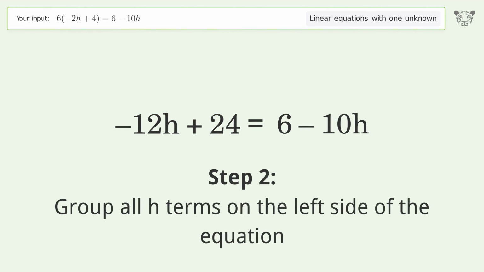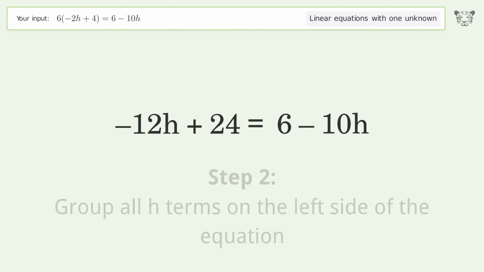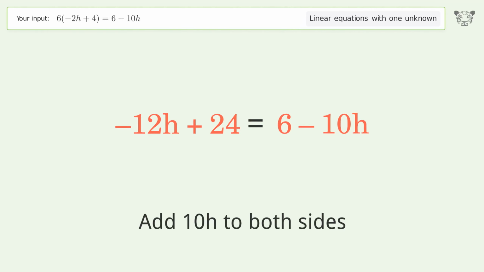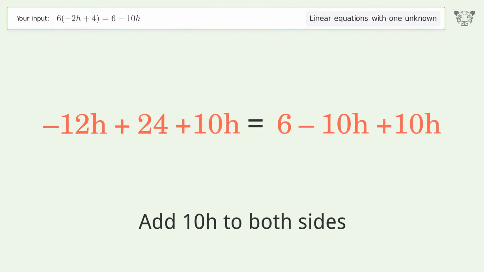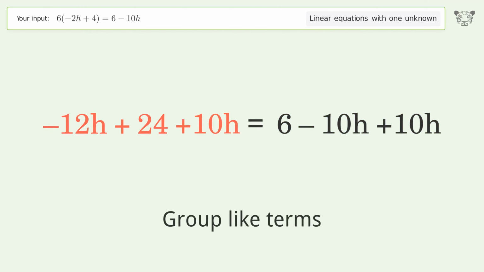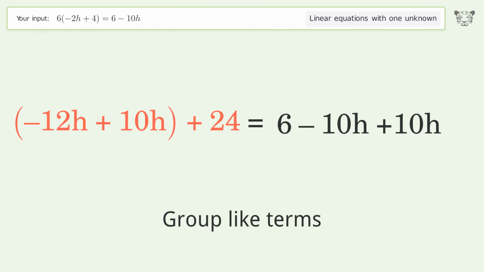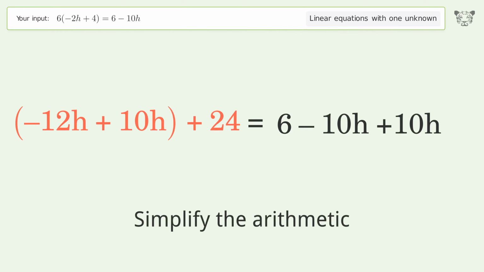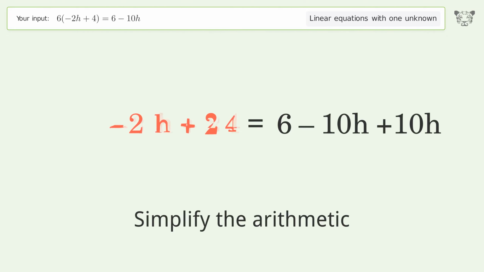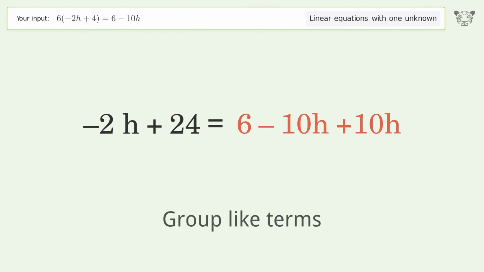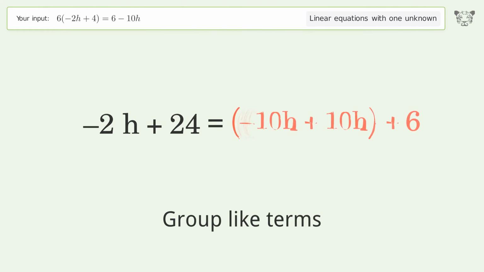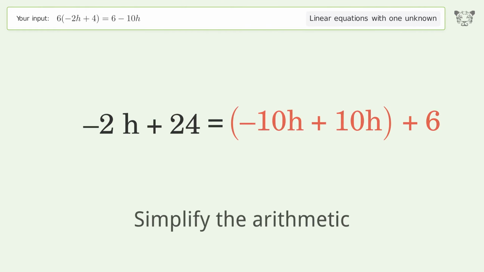Group all h terms on the left side of the equation. Add 10h to both sides. Group like terms. Simplify the arithmetic. Group like terms. Simplify the arithmetic.